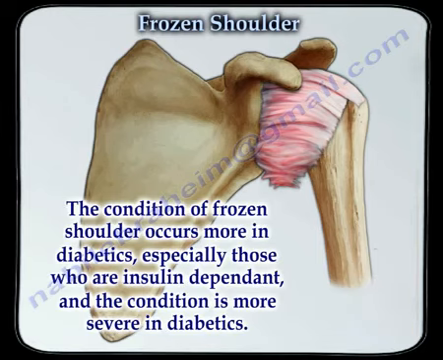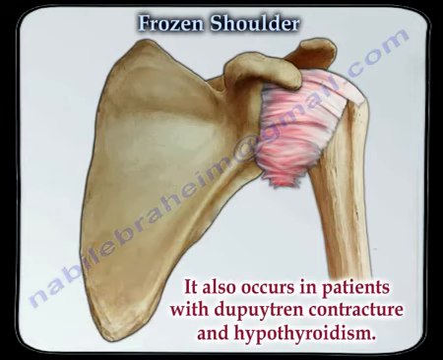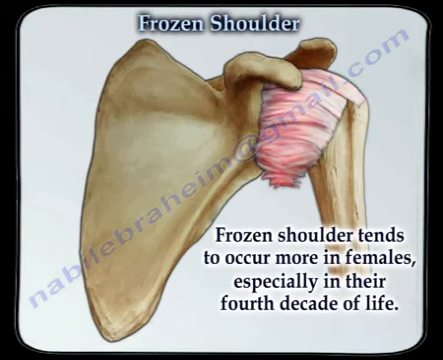The condition of frozen shoulder occurs more in diabetics, especially those who are insulin dependent, and the condition is more severe in diabetics. It also occurs in patients with Dupuytren contracture and hypothyroidism. Frozen shoulder tends to occur more in females, especially in their 4th decade of life.